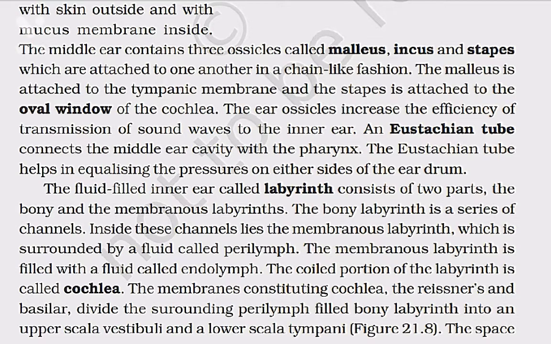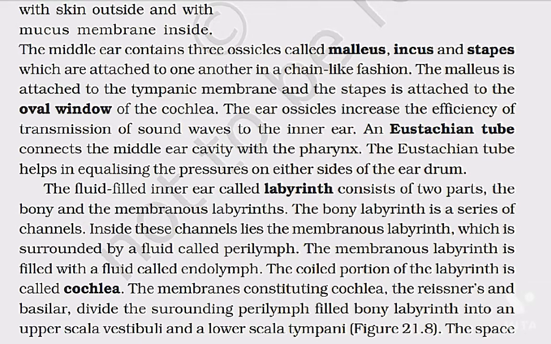The fluid-filled inner ear, called labyrinth, consists of two parts, the bony and the membranous labyrinth. The bony labyrinth is a series of channels. Inside these channels lies the membranous labyrinth, which is surrounded by a fluid called perilymph. The membranous labyrinth is filled with a fluid called endolymph. The coiled portion of the labyrinth is called cochlea.